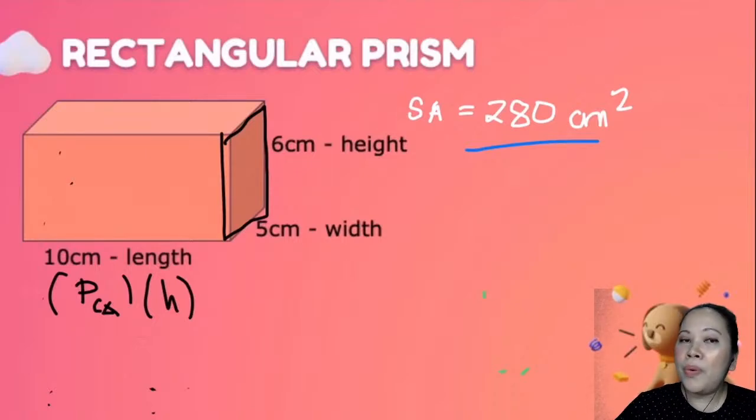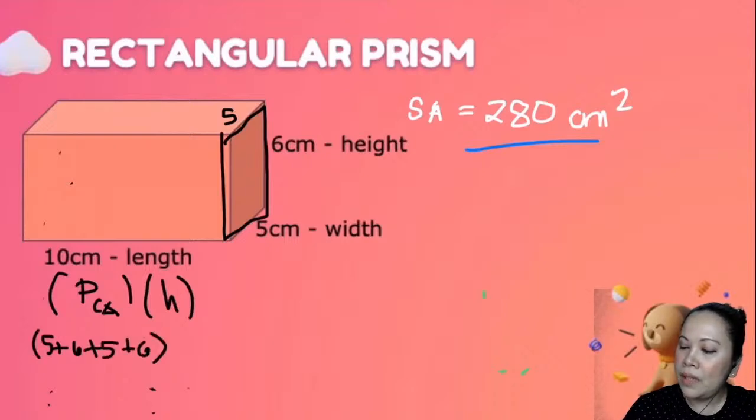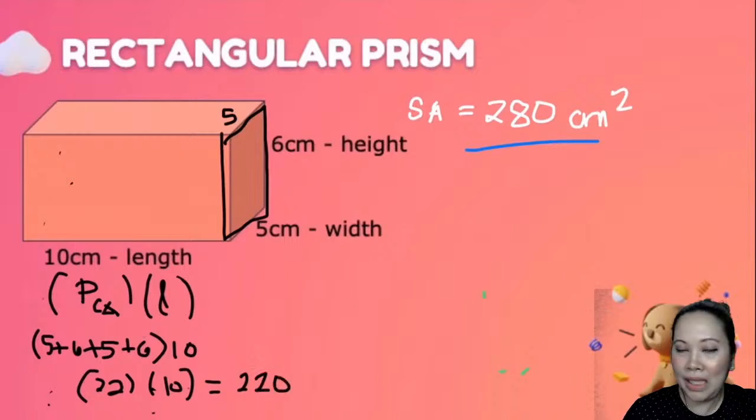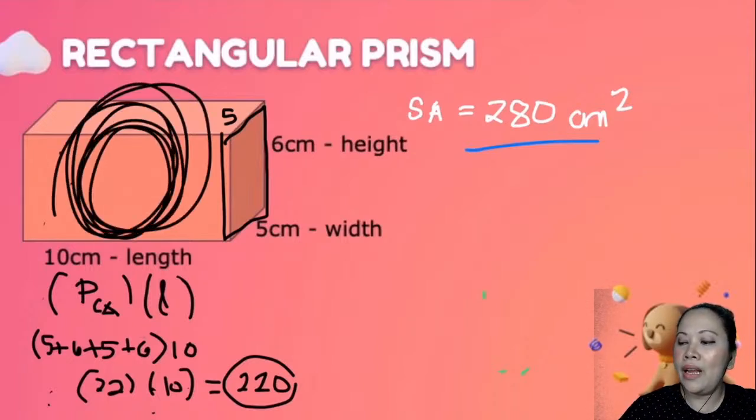So the perimeter of your cross-sectional area times the length. The perimeter is 5 plus 6 plus 5 plus 6, times 10, which is the length. Not height, sorry. Why did I use height there? The length. So 5 plus 6 is 11, plus 5 is 16, plus 6 will be 22. 22 times 10 is 220. That means 220 is the area of our body here. The whole body is 220.